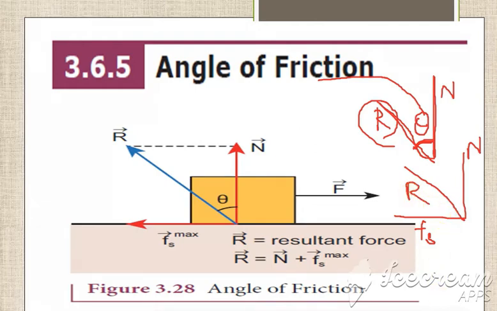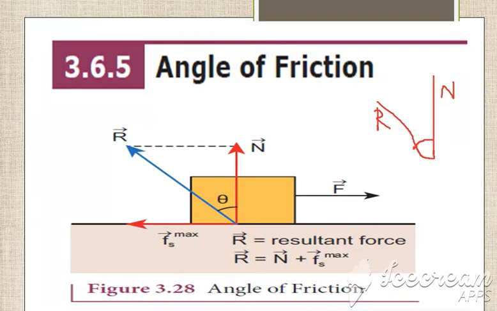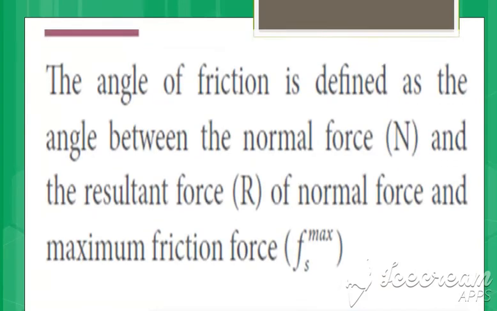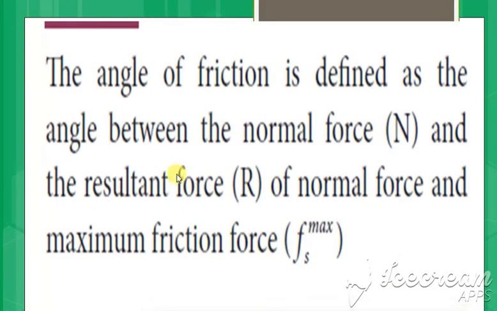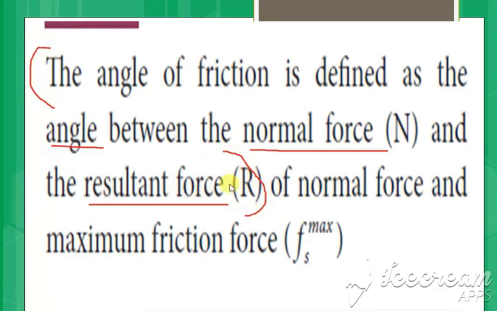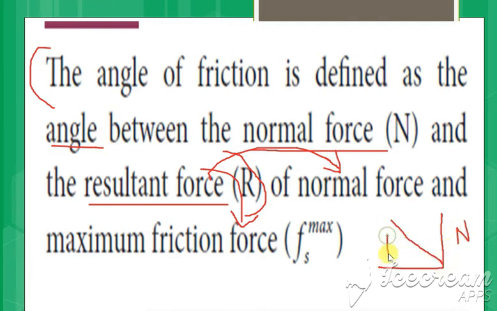So this gives a definition of angle of friction. Here we have the definition: angle of friction is defined as the angle between the normal force and the resultant force. Writing this much is enough, but we must also say between which forces this resultant force lies. So the first point is: angle of friction is defined as the angle between the normal force and the resultant force.